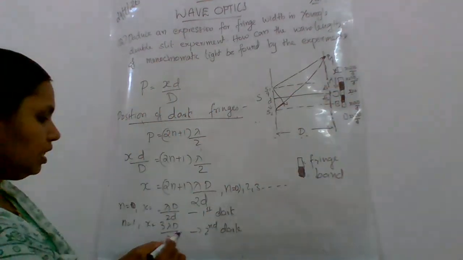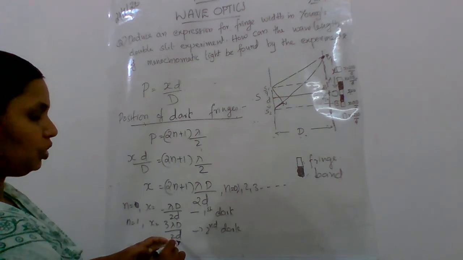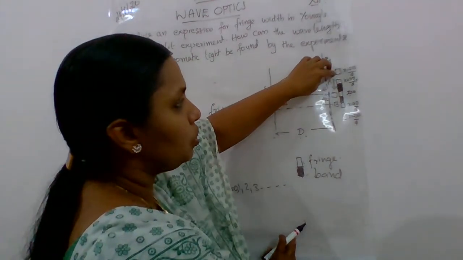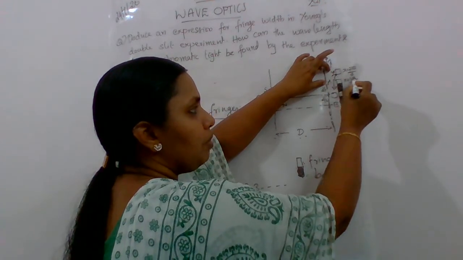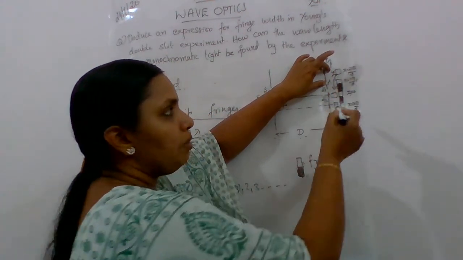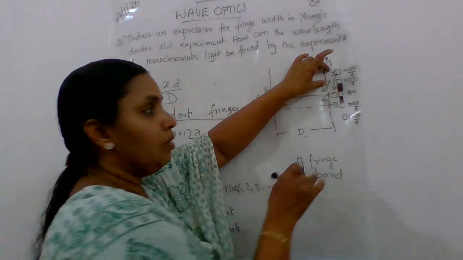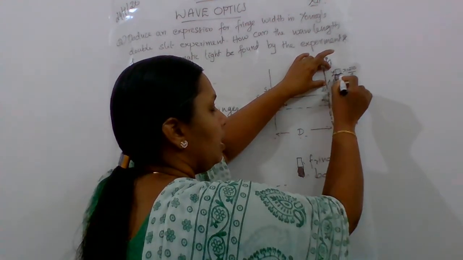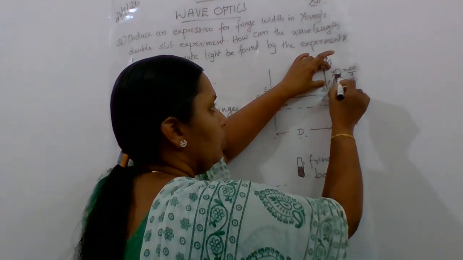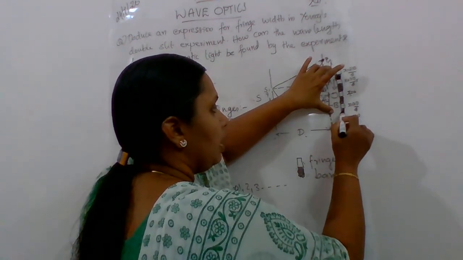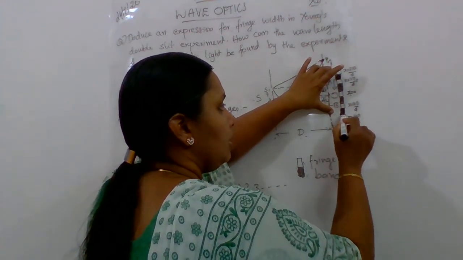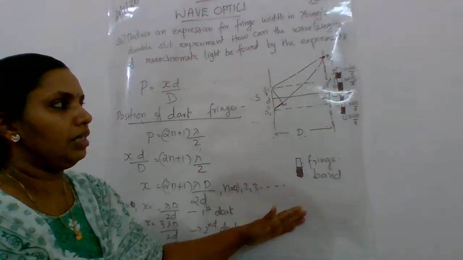Then next, where is the next? 3 lambda D by 2d. Here it is lambda D by d and here 2 lambda D by d. In between that, what is coming? 3 lambda D by 2d is coming. So here it will be dark and here also it will be dark. That is on the same side. Symmetrically it is going, so up and down it will be there.